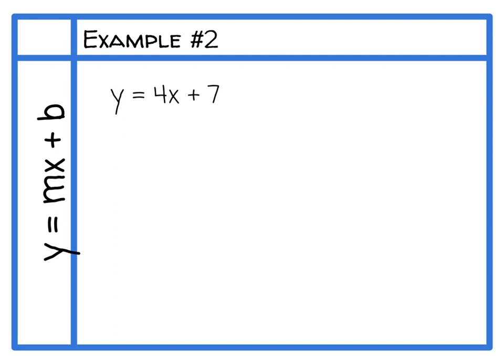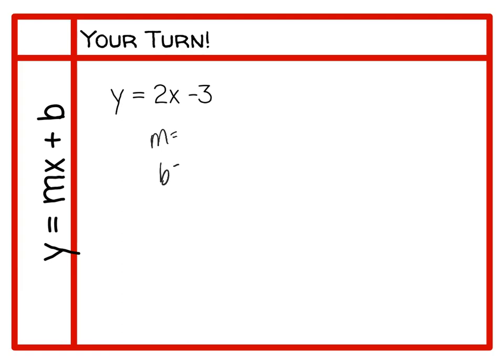Here's another example. Tell me, what is the slope and the y-intercept? Our slope, again, is the number in front of the x. Our y-intercept is the constant, 7. Take a second, think about the slope and the y-intercept. If you answered the slope is 2, because that's the number in front of the x term, you are correct. If you answered the y-intercept is negative 3, you are correct. That is the constant.